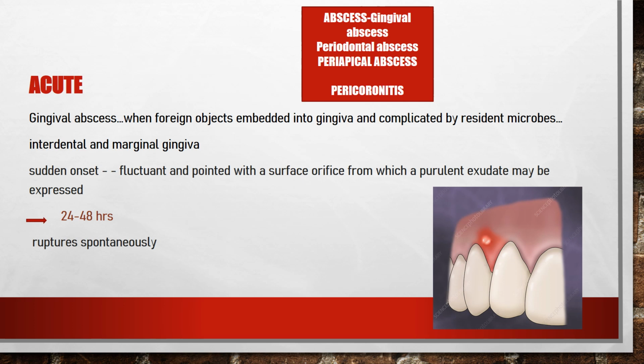Now we are dealing with the gingival abscess. As we said, it is more confined to the interdental and marginal gingiva. When foreign objects get embedded into the gingiva and are complicated by resident microbes, a gingival abscess will form, and it is of sudden onset. It appears as fluctuant and pointed with a surface orifice from which a purulent exudate may be expressed, which occurs within 24 to 48 hours and ruptures spontaneously.